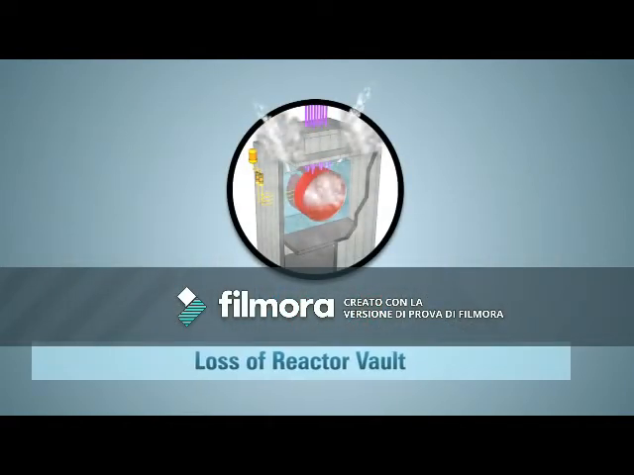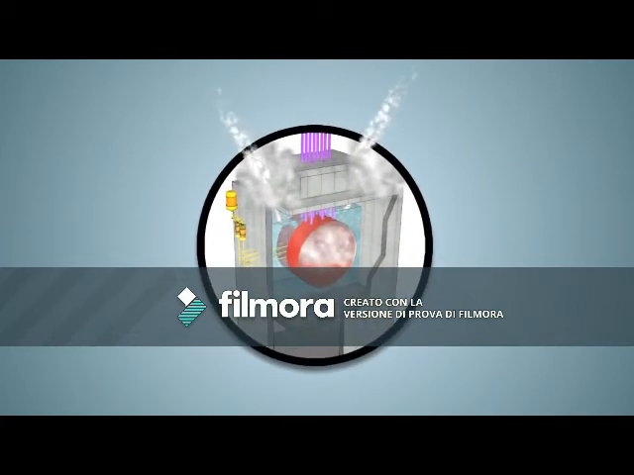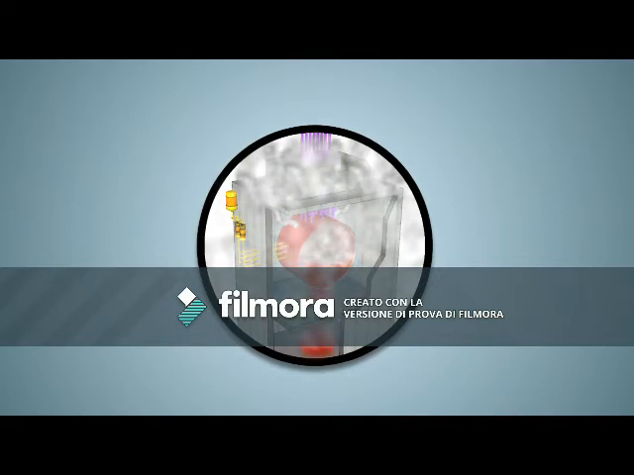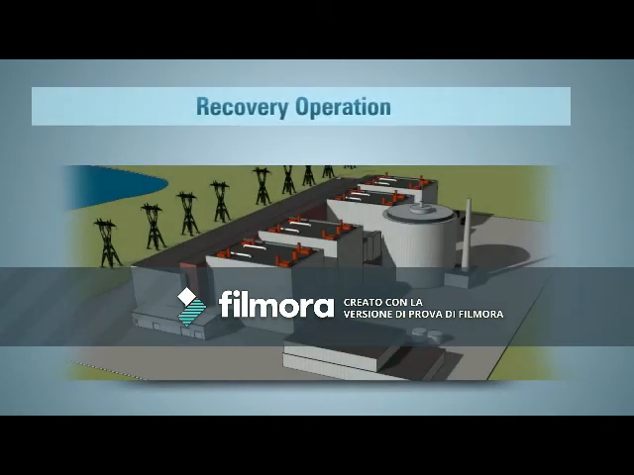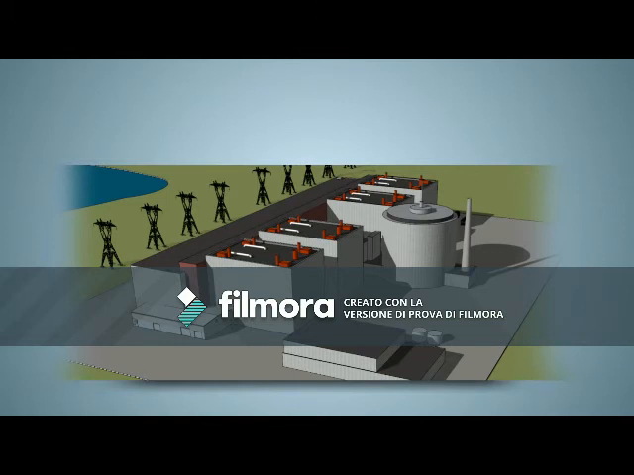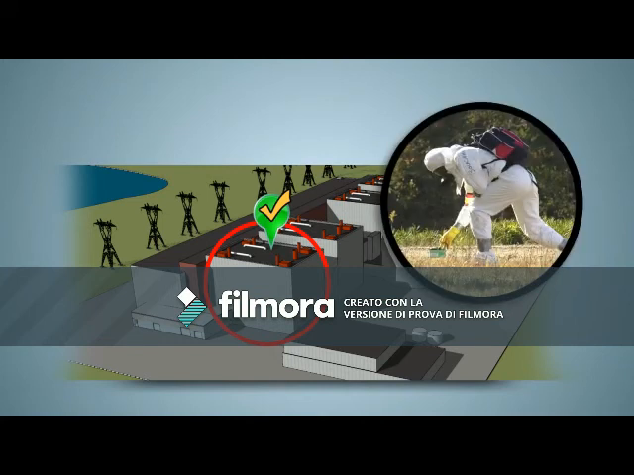Assuming the accident is not stopped, all remaining water in the reactor vault would evaporate and the reactor fuel would melt onto a thick concrete slab. In this extremely unlikely but severe scenario, the reactor building would continue to isolate the reactor from the environment and contain radioactivity. After the accident, recovery operations would begin to secure the site for its eventual cleanup and decontamination.